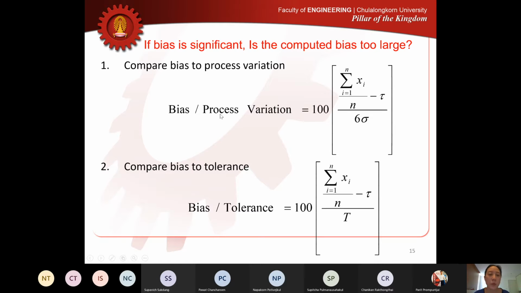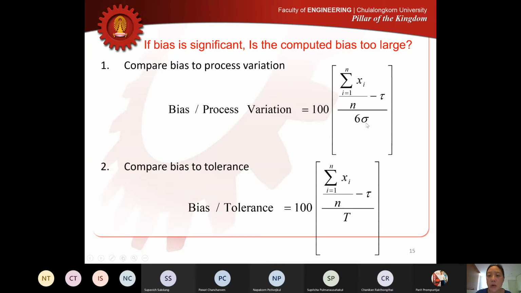The first thing, we will compare it with the process variation. Remember, we have learned about process capability analysis, right? Suppose we calculate Cp by comparing the tolerance with the process variation, which is quantified by 6 times sigma. 6 sigma of the process is called process variation. So we can use the number from process capability analysis about the sigma of our system, of the parts, and then we multiply it by 6 to get the variation of the parts.